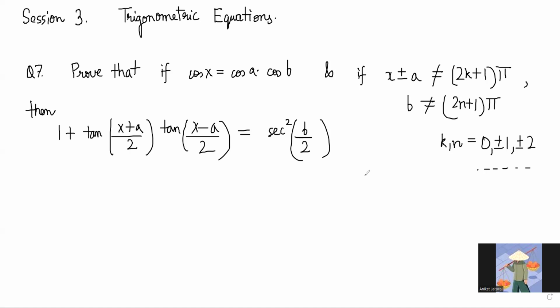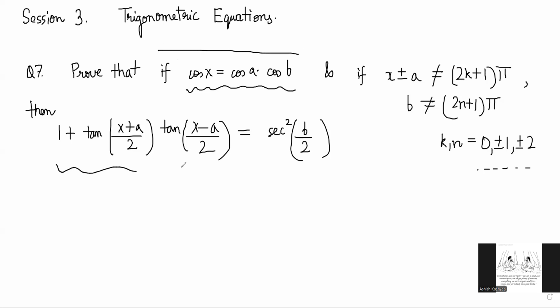Then we can conclude to the next step. I don't know what you're saying right now, because cos x is equal to this. If this cos x is equal to this, you have to show this. What have you done about this, the main problem? Anyone, what have you done?